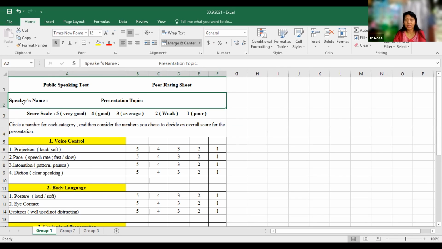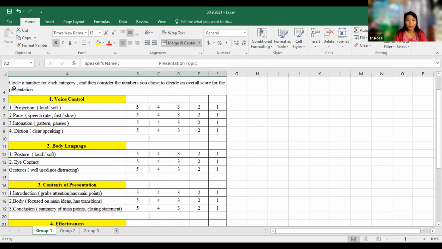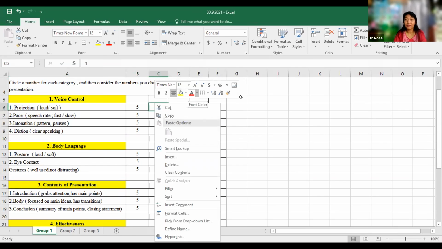Here, I only wrote one speaker, but maybe this one is a group presentation, right? That's why please write down all of your friends' names in the speaker's name. And then here you have to write down the presentation topic, what topic they are going to present. And here you have to circle it. If you cannot, you can give the highlights here. You can fill the color.